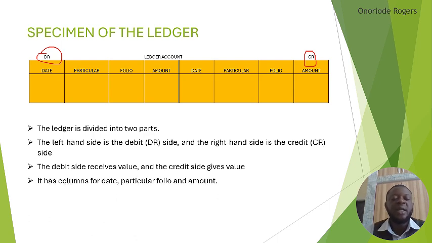Then it contains columns for date, particulars, folio, and amount. Like I said earlier, on both sides it contains date, particulars, folio, and amount, on the credit side also. The folio is used for cross-referencing, while the date is for the day the transaction took place. Then particulars is the description of the transaction. Then the amount is the value of the transaction.